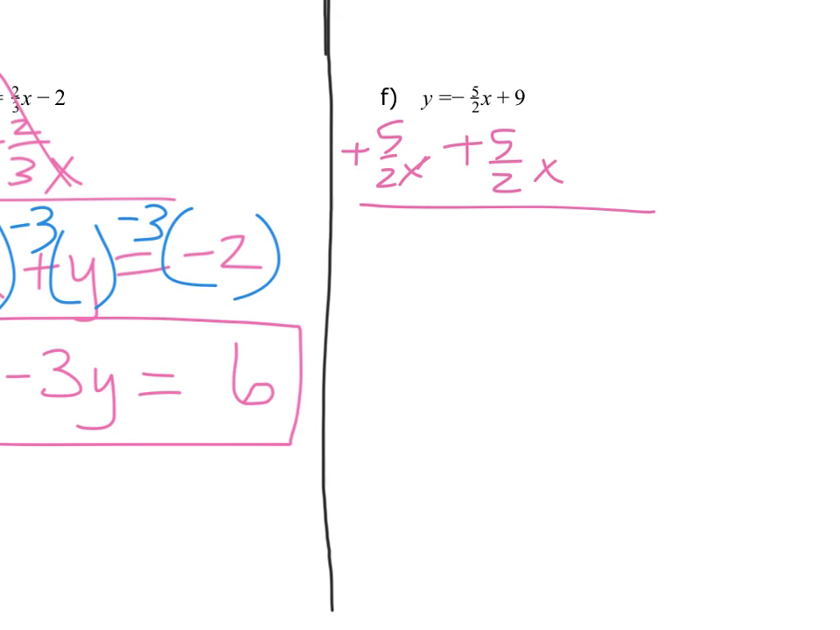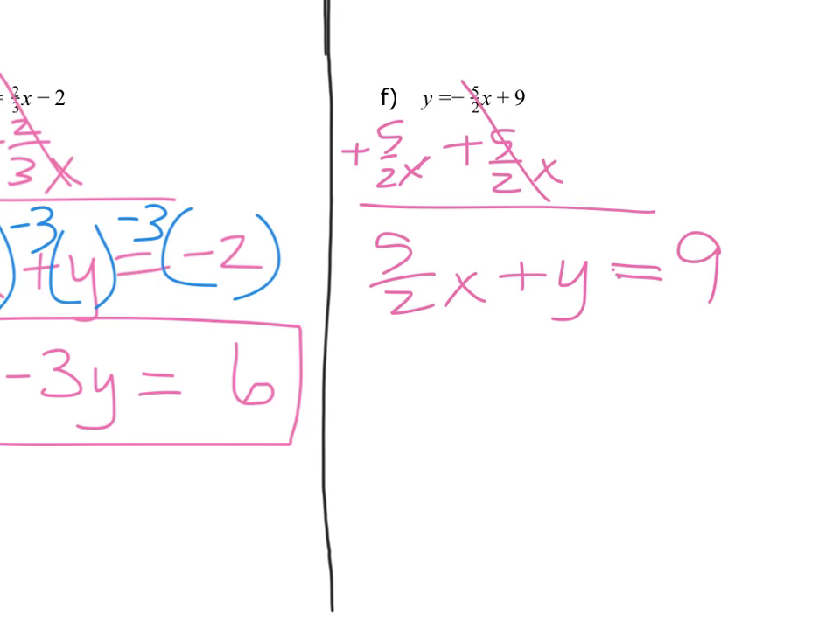And I know 5 halves sounds kind of funny to some of us, so I heard a lot of 5/2. That's perfectly fine to say it that way. 5/2 is also acceptable. So I have 5/2x plus y equals 9.